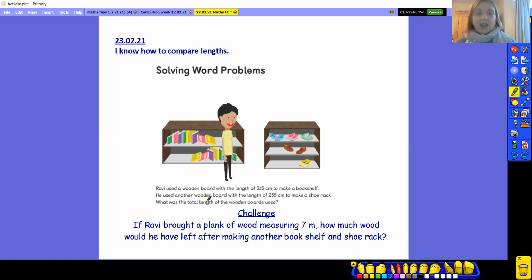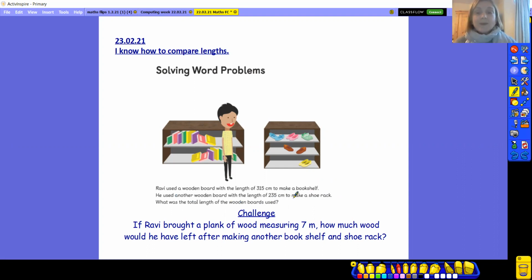So we've got a picture of Ravi here, who's using a wooden board with a length of 315 centimetres to make a bookshelf. Then he uses another wooden board with a length of 235 centimetres to make a shoe rack. What was the total length of the wooden board used? Okay, so that's your challenge.